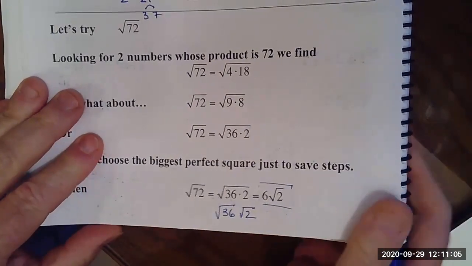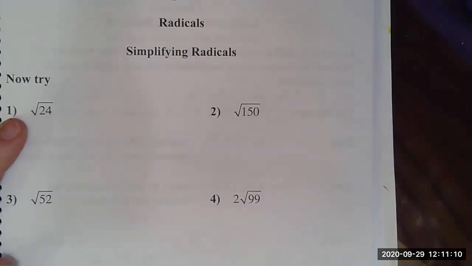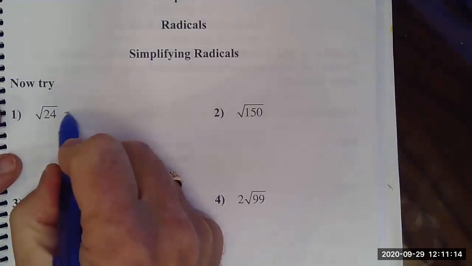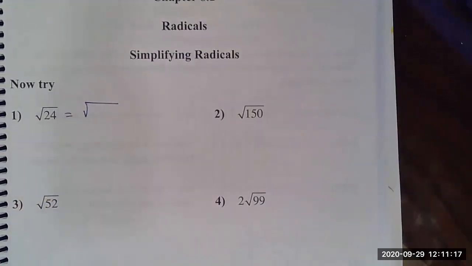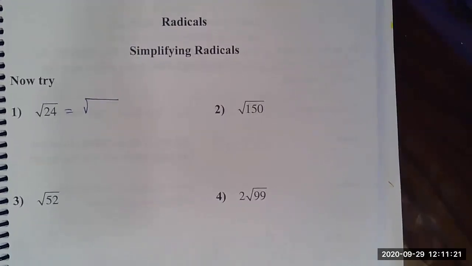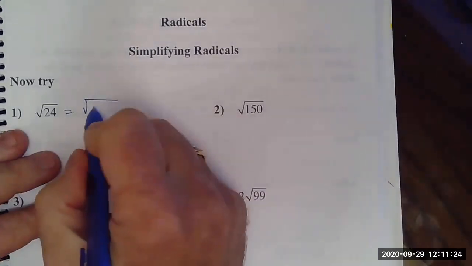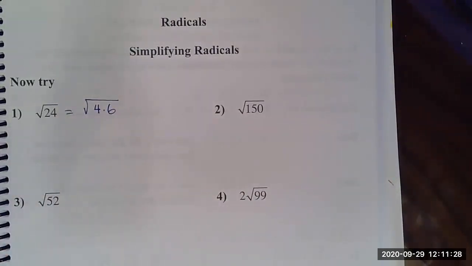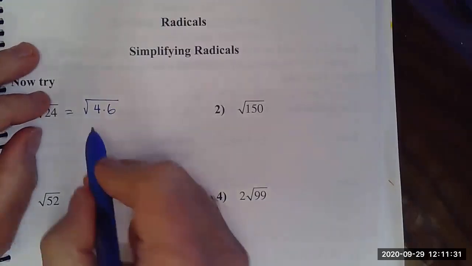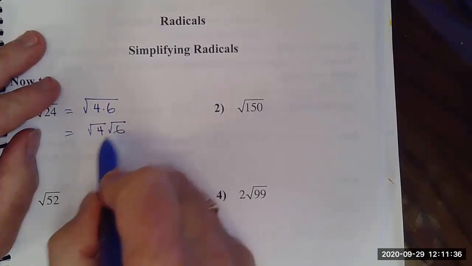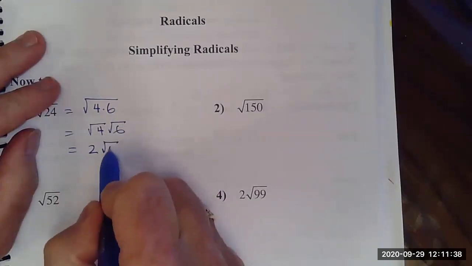Now let's do a few examples. 24, not a perfect square. 25 is, but not 24. So consider 2 numbers that give you 24. If you can't find the biggest perfect square, just go with anything that works, like 4, for instance. And if you have to simplify further after that, then you can do it again on the second go around. But square root of 4 is 2. So 2 root 6, best answer.